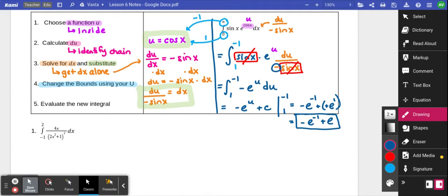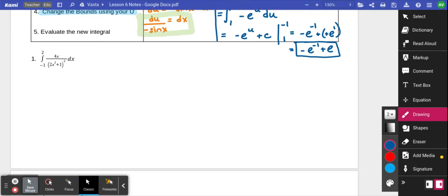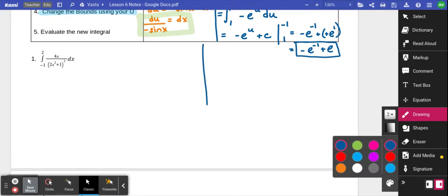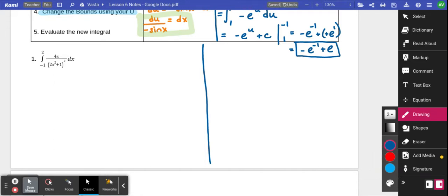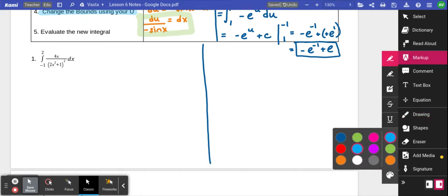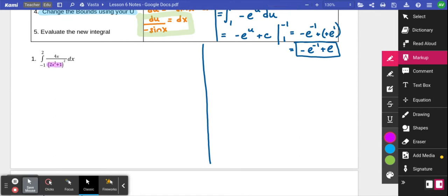Let's go ahead and try the next problem in two different ways. So this guy right here, number 1, we're actually going to do in two different ways. The first way I'm going to do it is the way that we talked about in class, which is just sort of identifying the inside function and then dividing by the chain. In this case, the inside function would be this 2x squared plus 1.